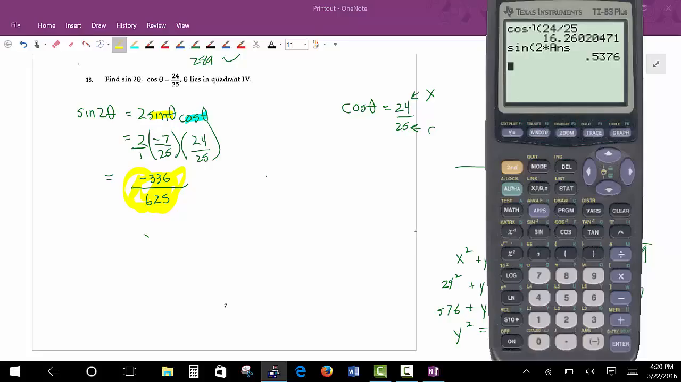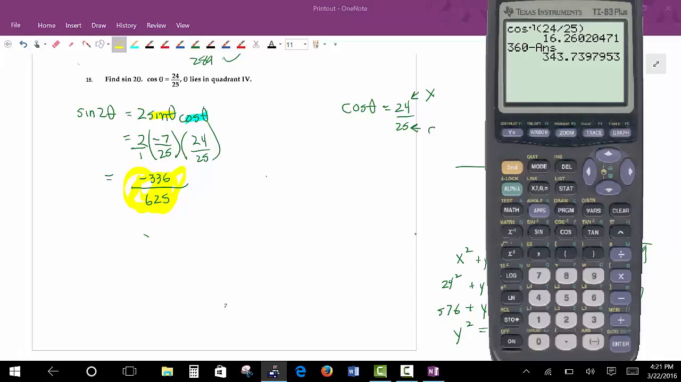Okay? Now, let's make sure. The thing that I didn't do right on this, I need to do one more time. Our angle's in quadrant 4. So if I go inverse cosine of 24 over 25, I get this, but that's a quadrant 1 angle. That's a reference angle, so if I do 360 minus that angle, I get our angle. So our angle is actually 343.7 degrees.